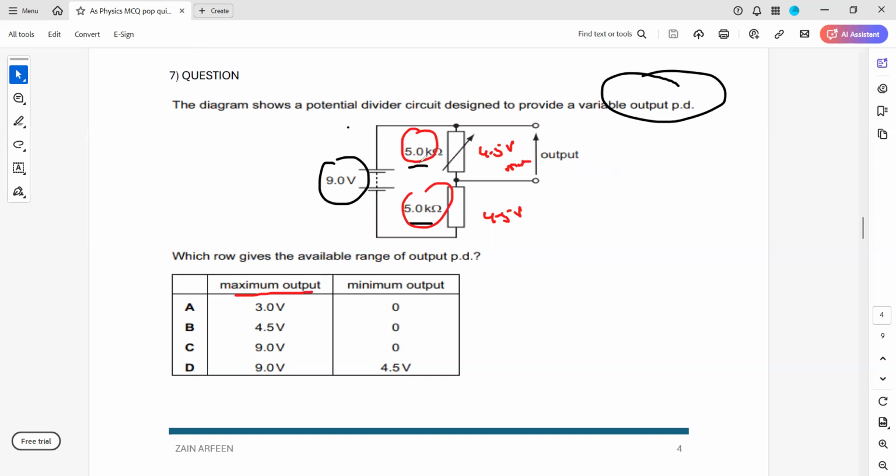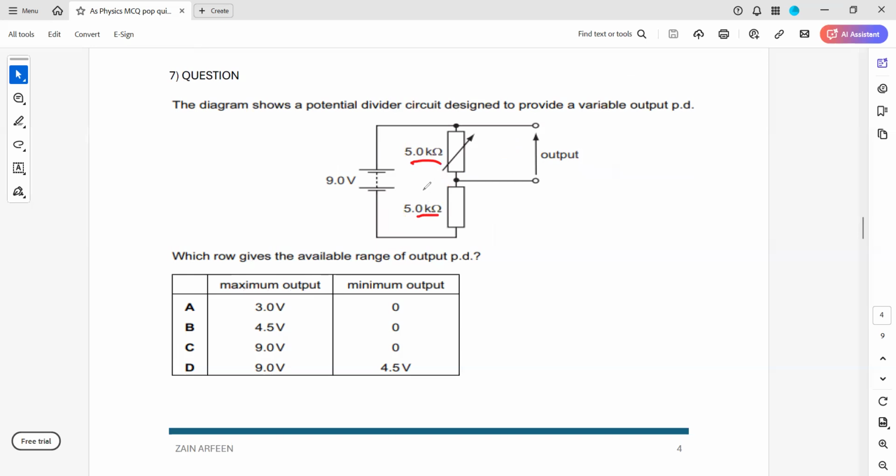The diagram shows a potential divider, which gives a variable range of output. So this is 5 kilo ohm and 5 kilo ohm. Maximum values are given. If they have equal resistance, this will have a maximum of 4.5 and this will also have 4.5. The voltage here which is divided will be 4.5.